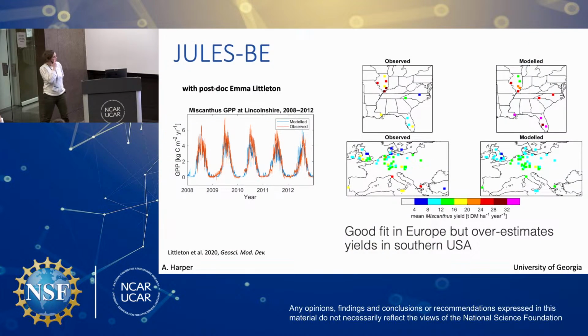Emma Littleton did some work a few years ago to include a representation of miscanthus in JULES. She calibrated it against some flux sites in England and got a pretty good fit. That's what the plot on the left is showing, so that's GPP. Then she compared it against a data set of yields, and there's a pretty good fit over Europe, but it tends to overestimate the yields in the southern US, so in hot places, this miscanthus tends to be overproductive.